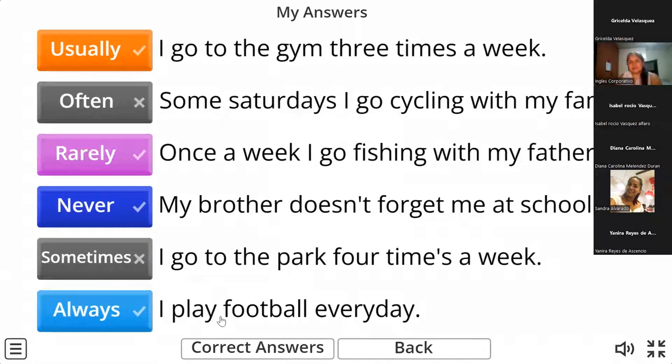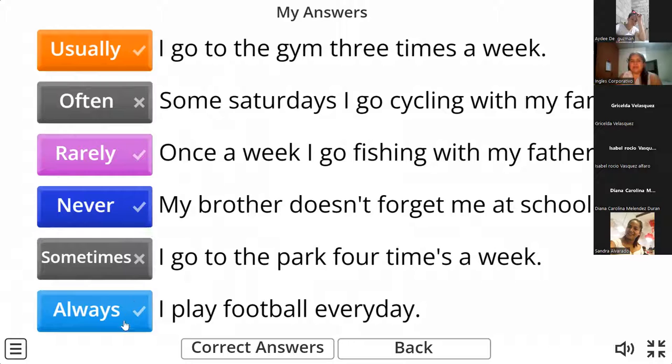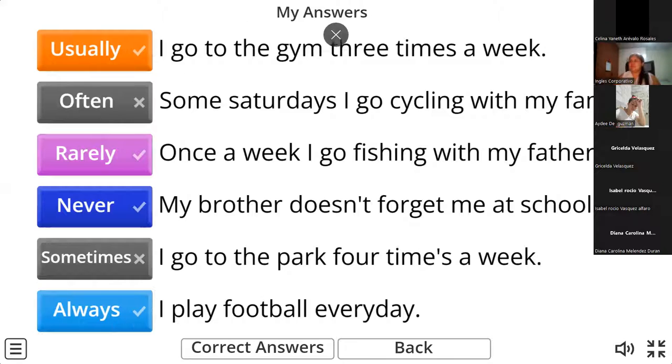Okay. In this case, it will be often. Here, I go to the park 4 times a week is often. And sometimes will be here, okay? Like some Saturdays. We don't know when. En cambio, aquí dice que va 4 veces a la semana. Entonces, es más seguido, often. Okay, and here will be sometimes. And then all of them are correct. Do you have questions about the frequency adverbs? No?